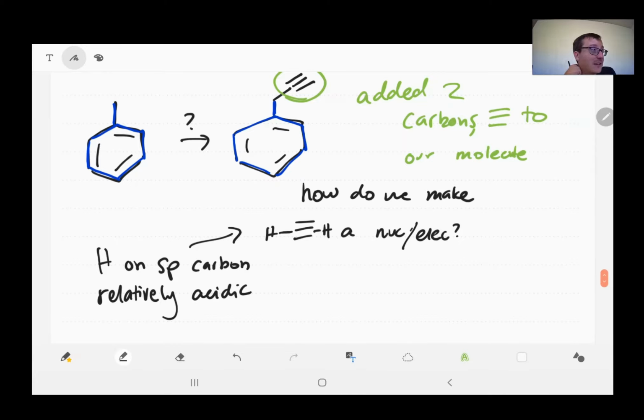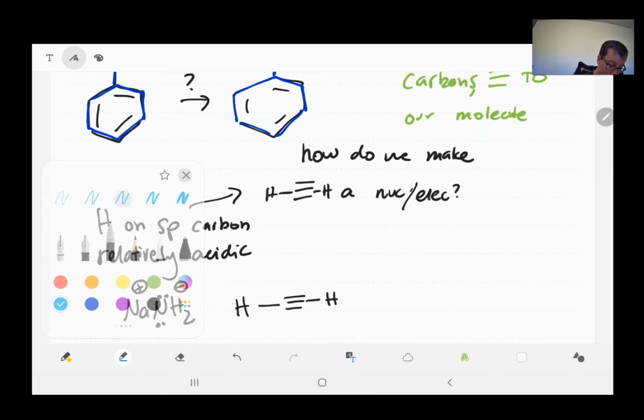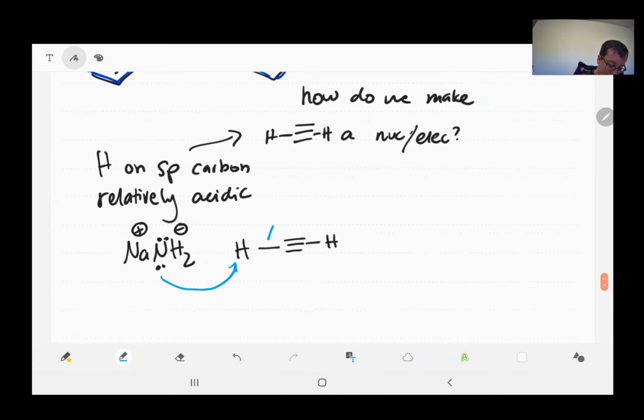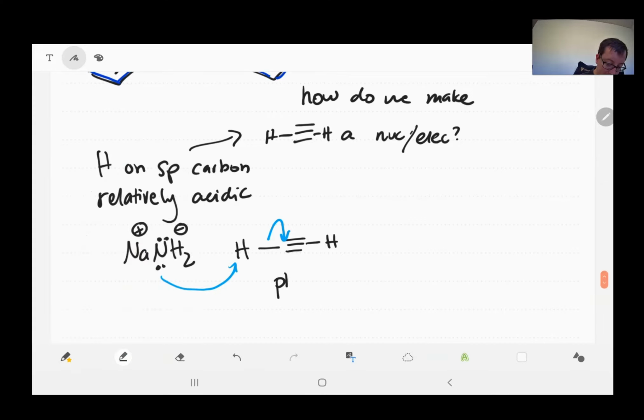And if a hydrogen is relatively acidic, it can simply be removed and replaced with a lone pair. And so, if you were to take a nice strong base, like sodium amide, it's going to very happily pluck off your hydrogen, putting your lone pair onto the carbon. And that's relatively stable, right? The pKa of this is about 25, thereabouts.